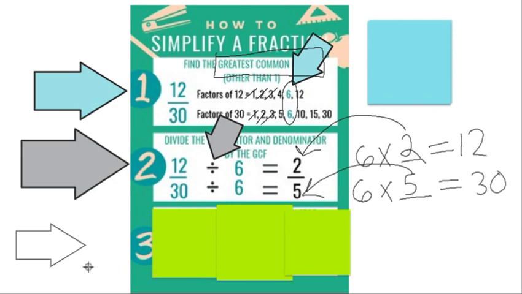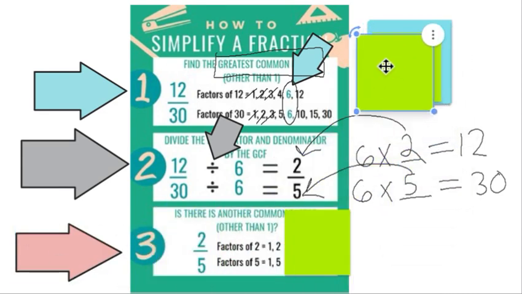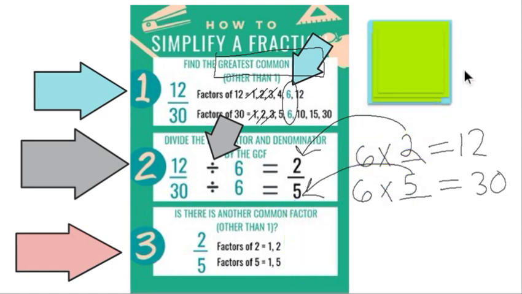So now let's go ahead and talk about our third step. Our third step is going to be revealed. That's a typo. So is there another common factor other than 1? We need to find the factors of 2 and the factors of 5, just like we did in step 1. So the factors of 2 are 1 and 2. And the factors of 5 are 1 and 5.